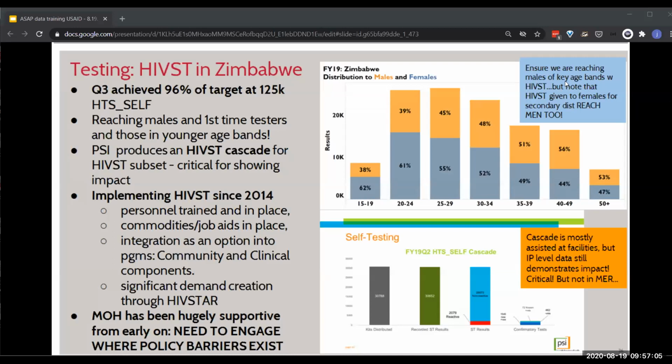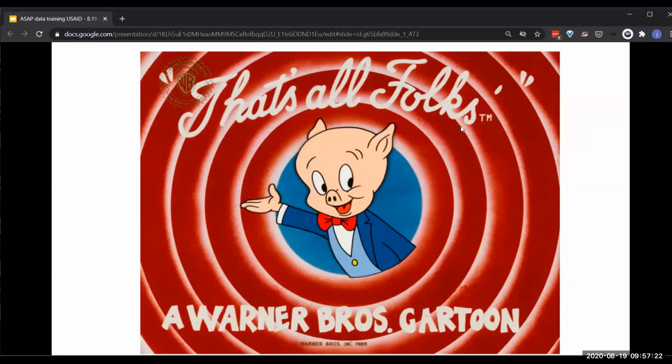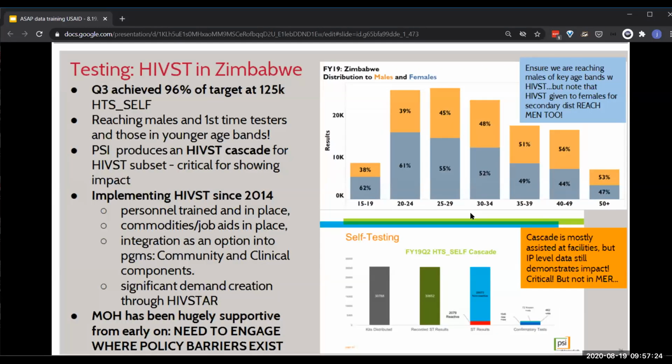it says that they wanted to ensure that they're reaching males of key age bands. Males are a key target audience for self-testing because they're seen as not wanting to access the healthcare system in sort of the usual ways. And so they're using the graph on the upper right-hand side to make sure that the number of males, the percentage of males stays good or high relative to the percentage of females.